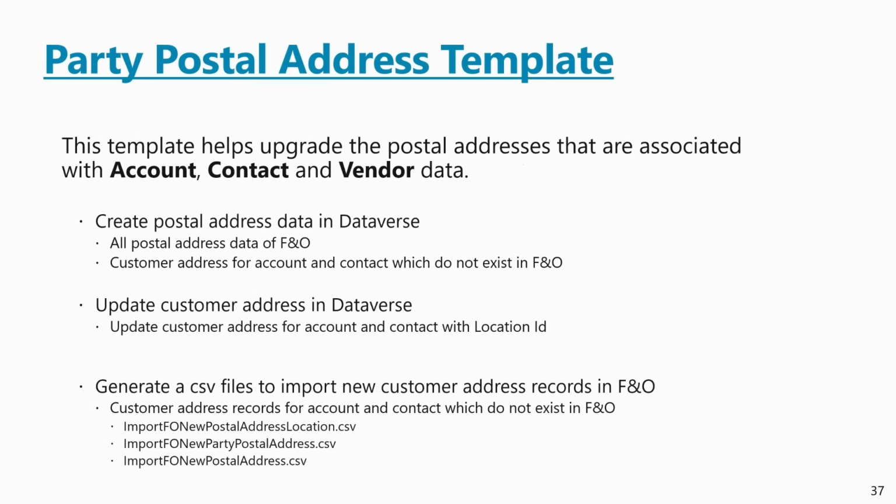The party postal address template creates all the postal addresses in Dataverse by pulling them from FNO. It also creates postal addresses for the account and contact which do not exist in FNO. Apart from creating the postal addresses in Dataverse, it also reconciles the customer addresses with postal addresses. And the way it does it, it compares the address attributes like street, state, country, and zip code. And wherever it finds a match, it updates the location ID in Dataverse. For any of the customer addresses which do not exist in FNO, it generates those postal addresses with a location ID which does not conflict with FNO. At the end, it generates a CSV file to import new postal addresses in FNO.